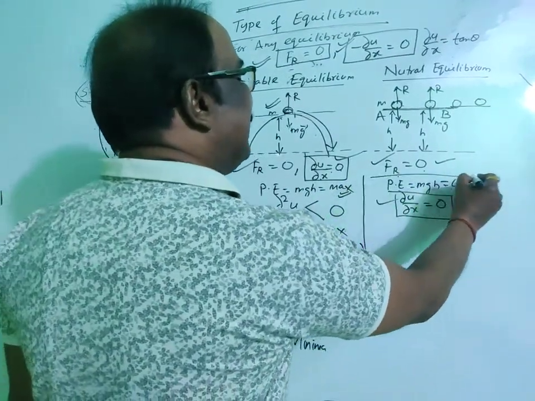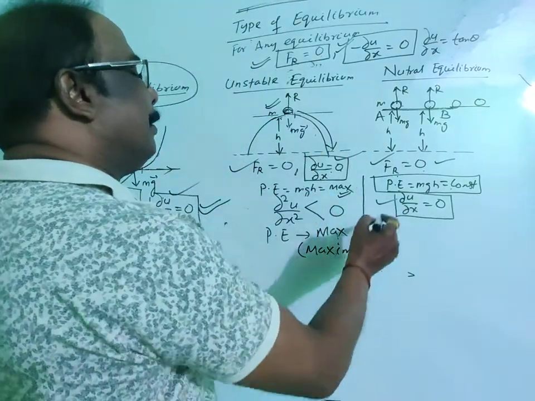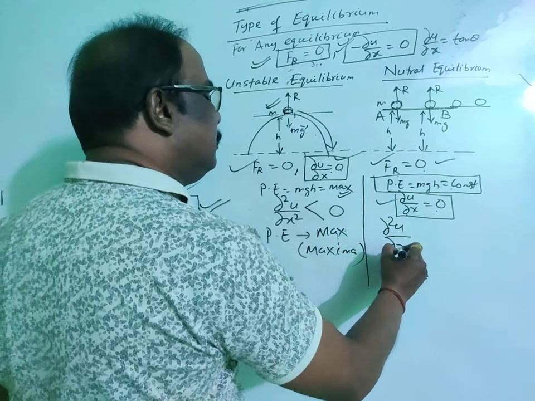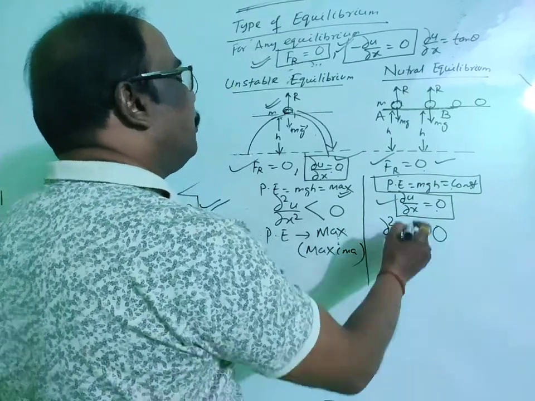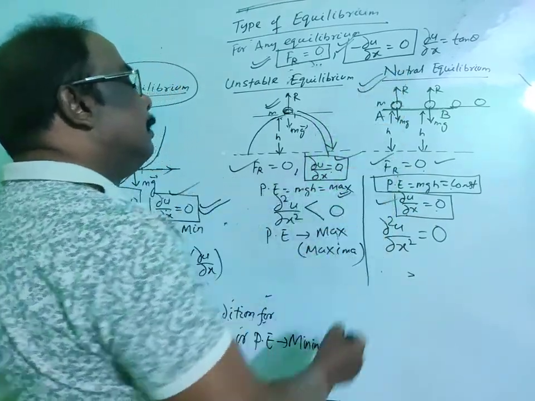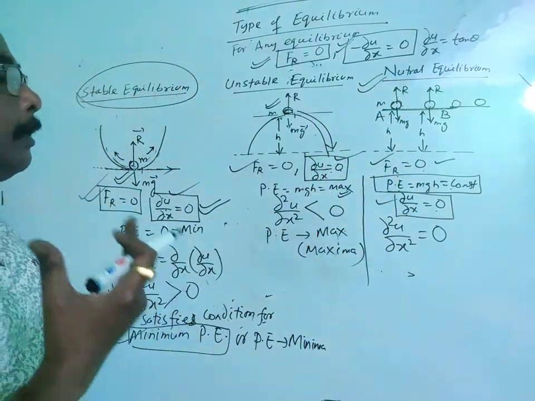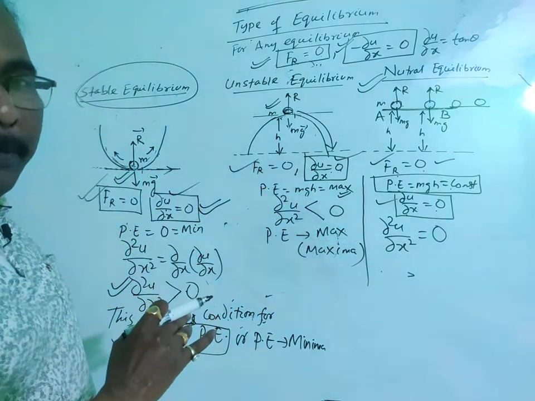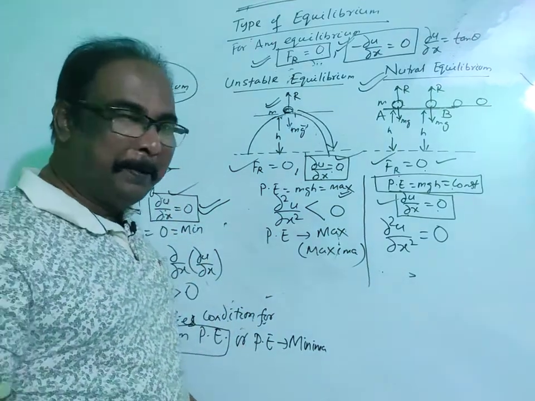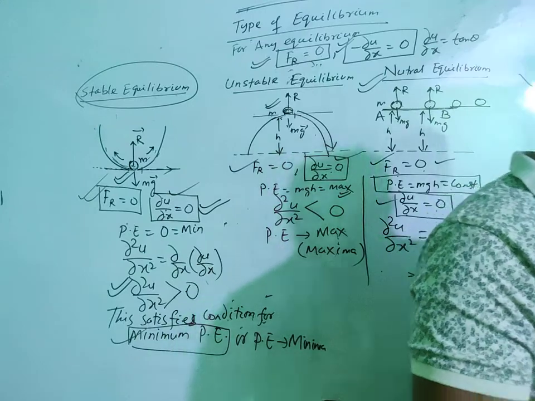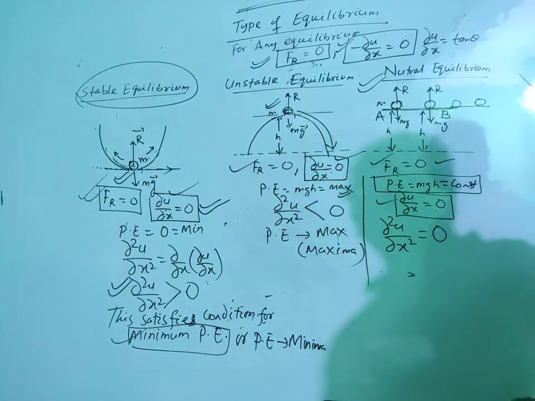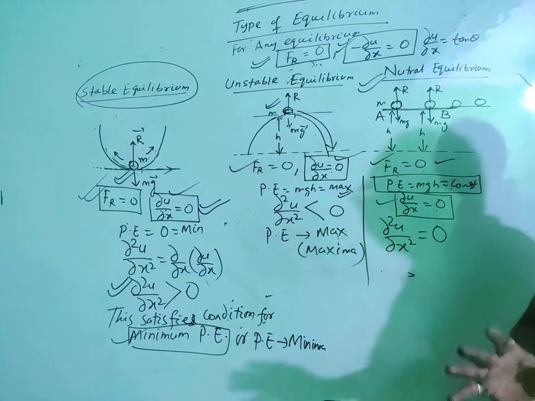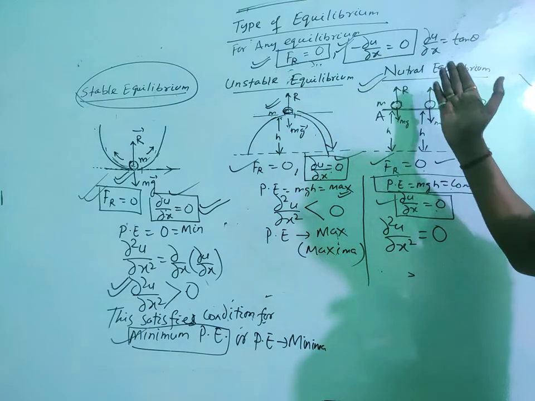Here, potential energy is constant. du by dx is 0, and in this case d square u by dx square is equal to 0, which satisfies the condition for neutral equilibrium. Potential energy is always constant and d square u by dx square is 0. Is it clear? We have discussed all the conditions. So this is enough and more than sufficient to distinguish between stable, unstable, and neutral equilibrium.